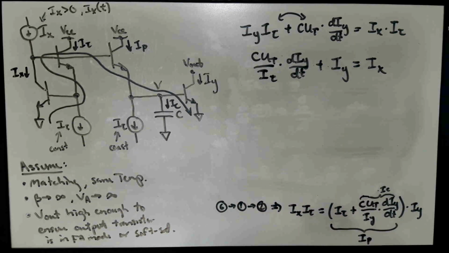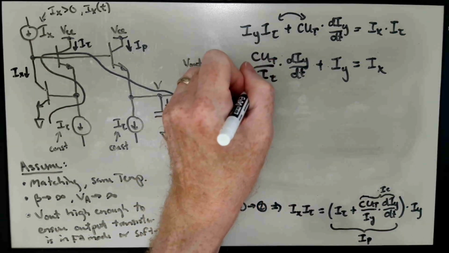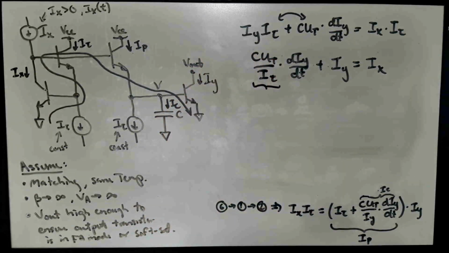And the question is, what is this thing here? Well, this is a capacitance times a voltage. And if you recall from the capacitor discussion, for a linear capacitor, Q equals CV. And so the units of the numerator of that ratio is charge, so it's coulombs. And the denominator is a current, which is coulombs per second. So this thing has units of time.